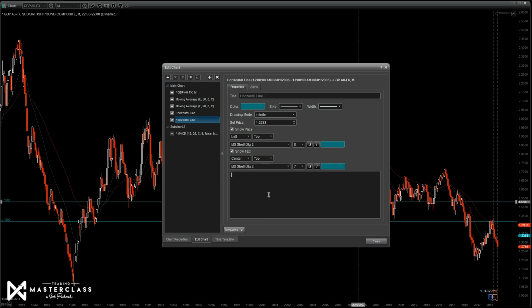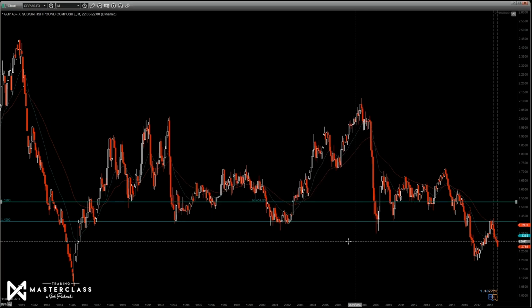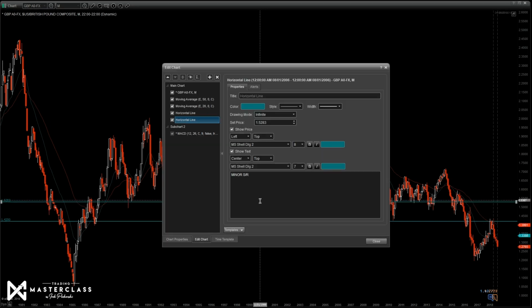And we can even type that in here: minor SR. That's what you will always see me refer to as support and resistance. So minor SR, and it's just there in the middle. Let's actually make this larger.